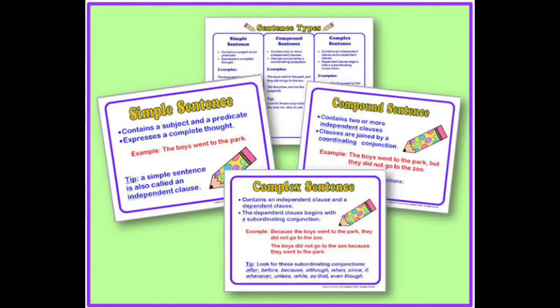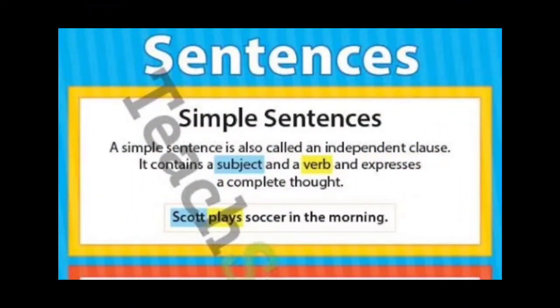Children, sentences are divided into four types: simple, compound, complex, and at last, compound-complex sentences. Children, as I already told you, the first one is simple sentences. A simple sentence is also called an independent clause. It contains a subject and a verb and expresses a complete thought, that is, complete meaning.